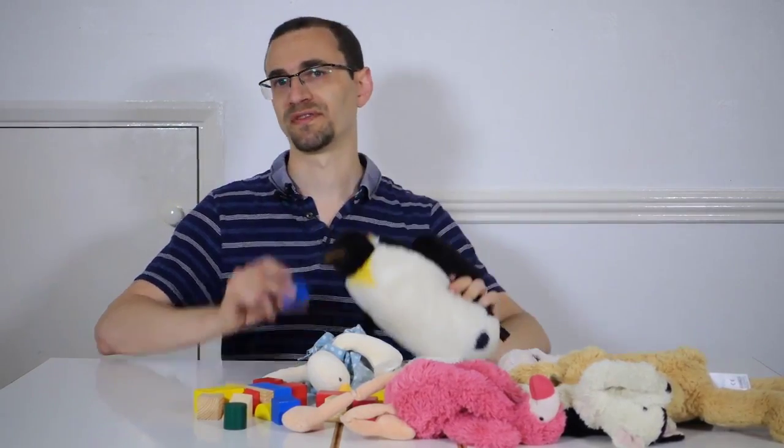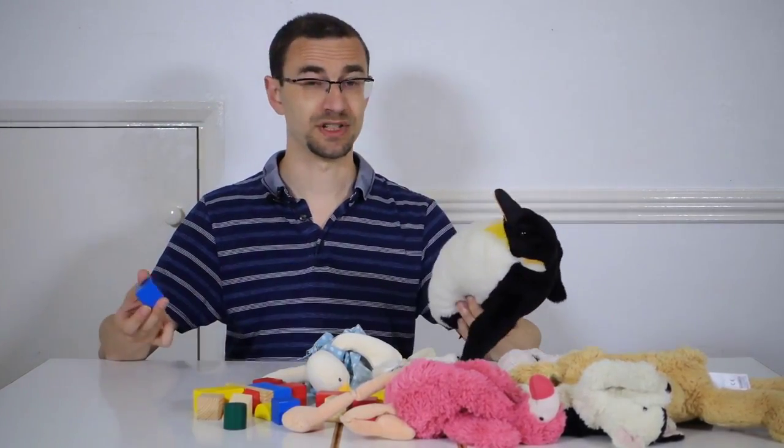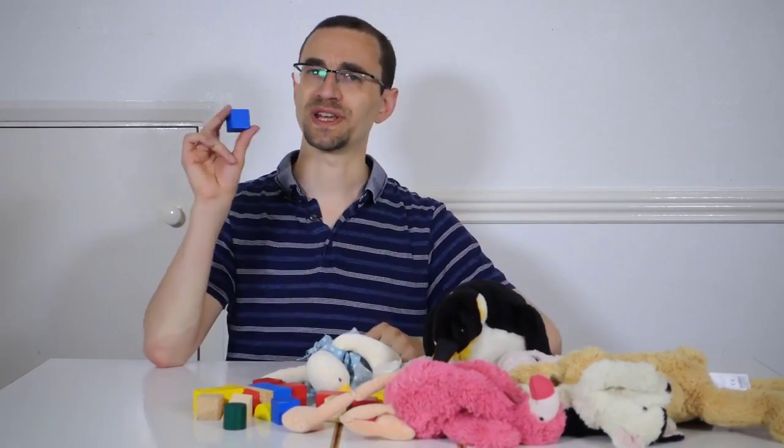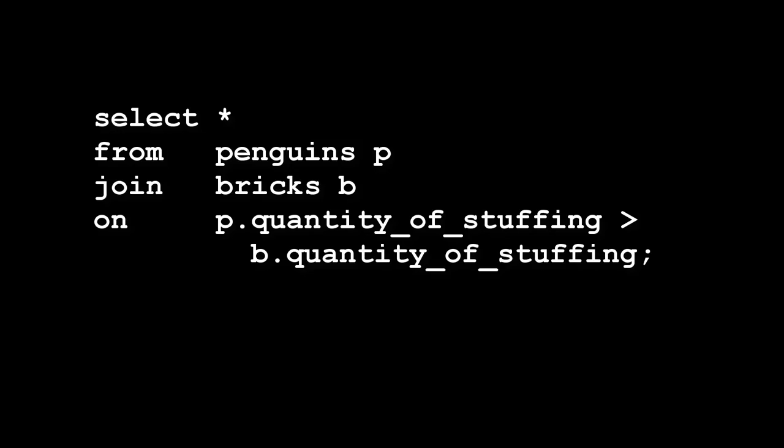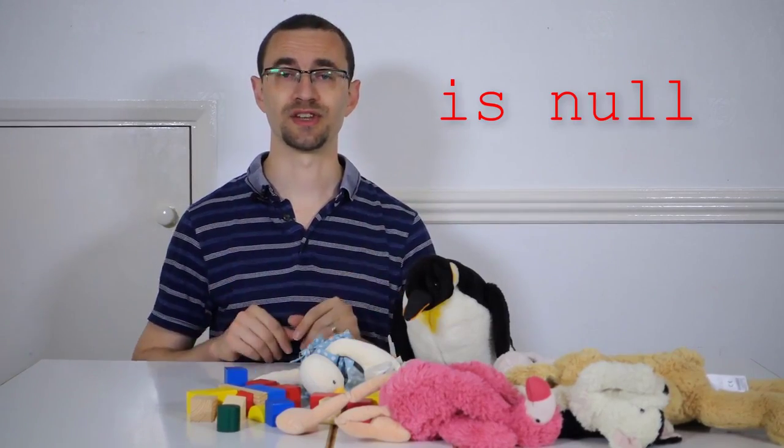But let's ask a different question. What if we're asking if the penguin has more stuffing than the brick? Now, intuitively, the answer is yes. The penguin here has loads, the brick here has none. But if we're saying that this value is greater than null, the answer is unknown, and so the row isn't returned. You can overcome this by using the IS NULL condition.